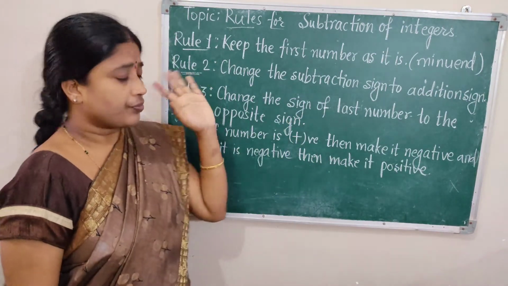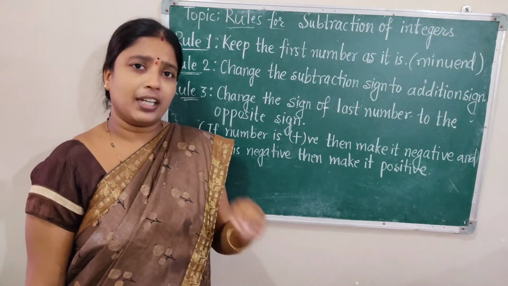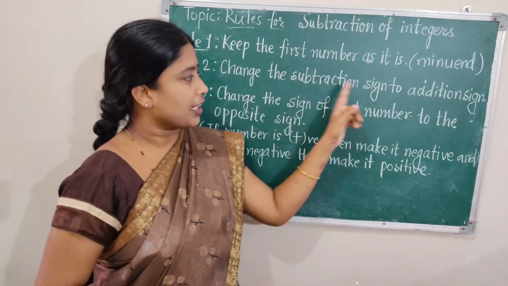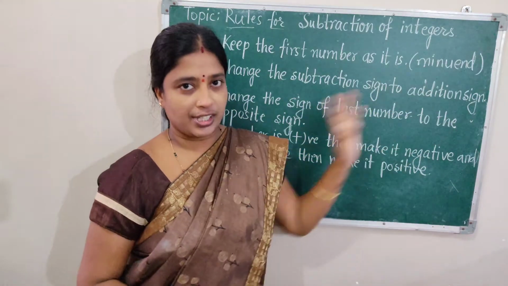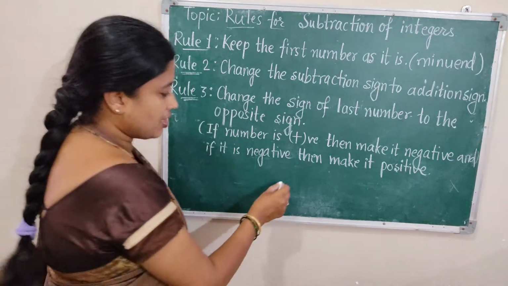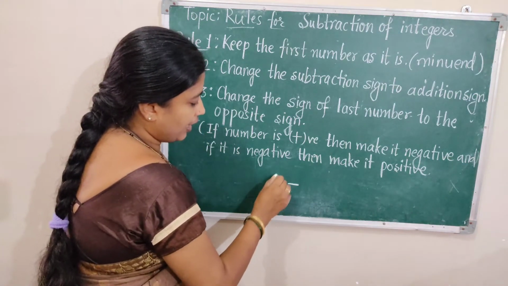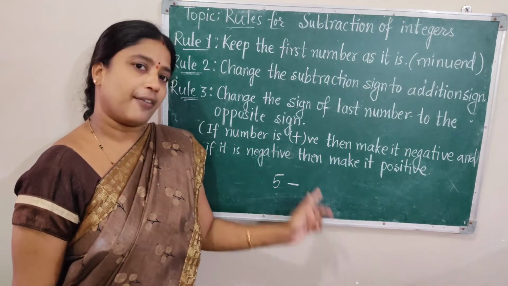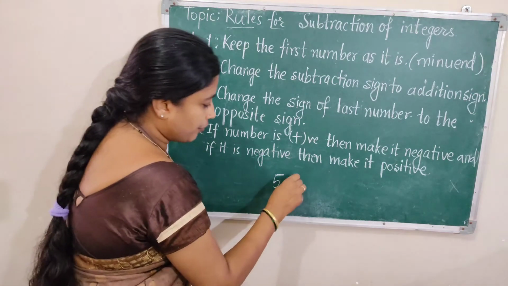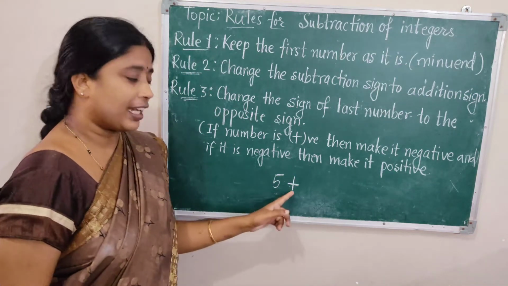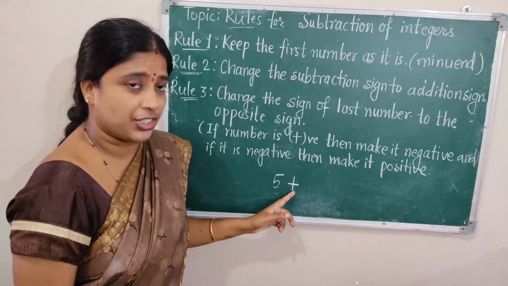Now rule 2. Once you keep the first number as it is, then change the subtraction sign to addition sign. The second thing which you have to do is change the subtraction sign that you have. Let us say 5 is the first number and there is a subtraction sign after 5. So what you have to do? You have to change it to positive. Subtraction, you have to make it addition.